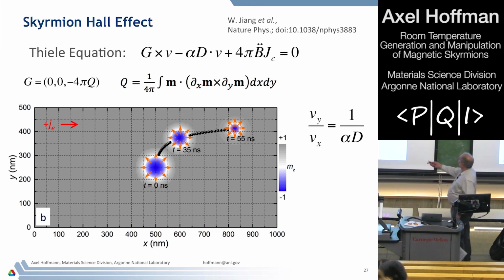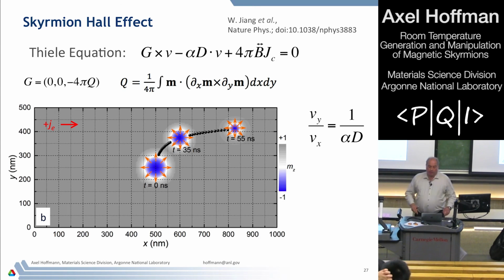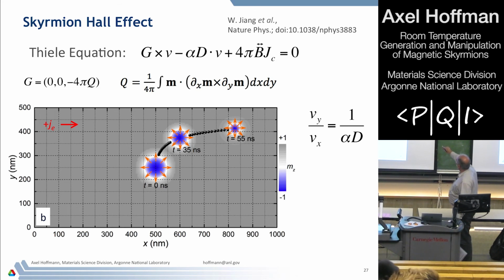Now, if you look at this equation, you can actually calculate analytically the direction of the initial motion. It's given by this very simple equation here, where Vy is the transverse motion, Vx is the motion in the direction of the driving force. And so this ratio between the two is just given by 1 over alpha and d. So alpha in typical magnetic materials is 0.01. D for very small skyrmions is of order 1. So that means that the motion is really mostly transverse.